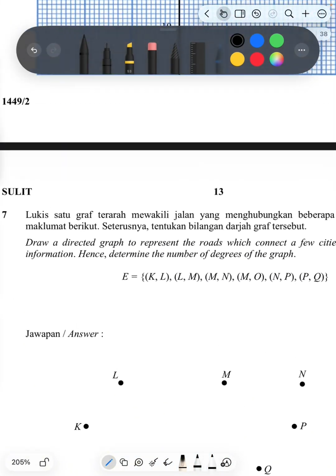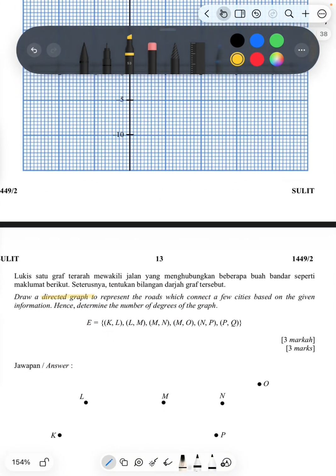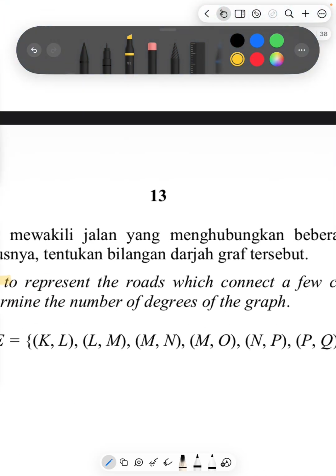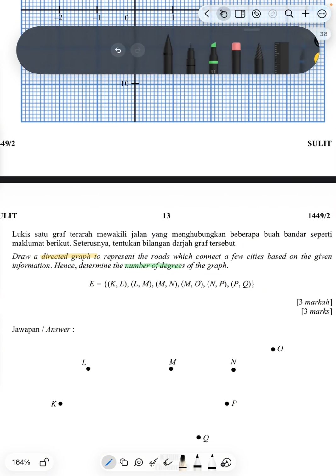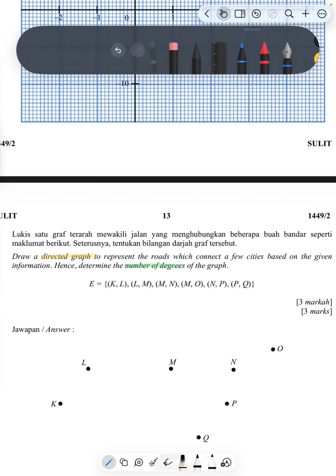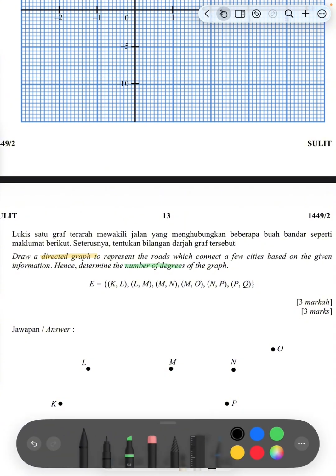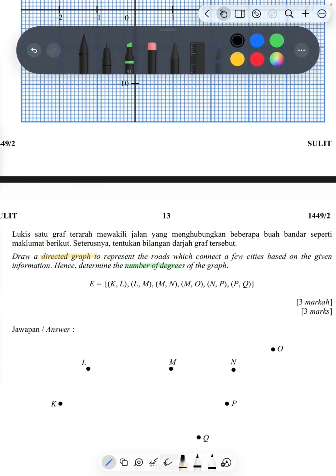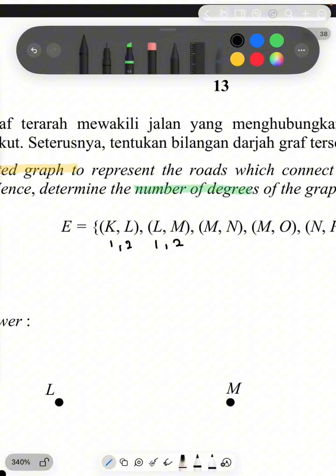That's all. Now draw a directed graph to represent the roads which connect a few cities based on the given information. Hence determine the number of degrees of the graph. Okay, so it's a directed graph, and they already give you the value, like this is 1, this is 2, this is 1, this is 2.